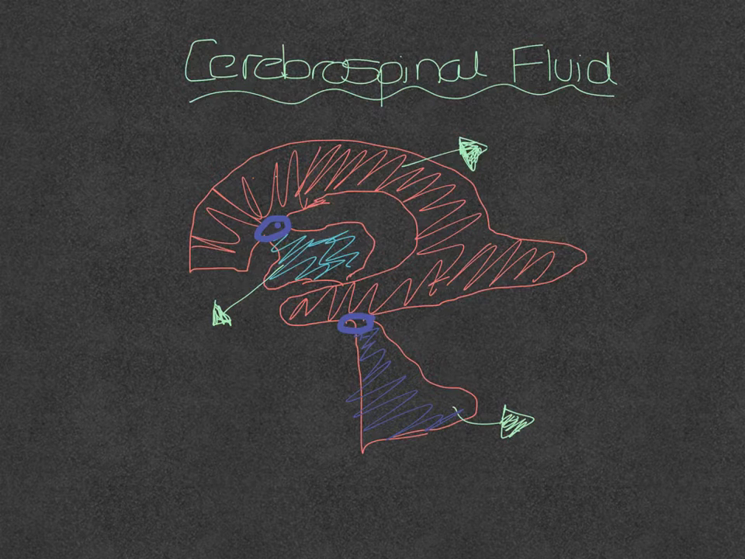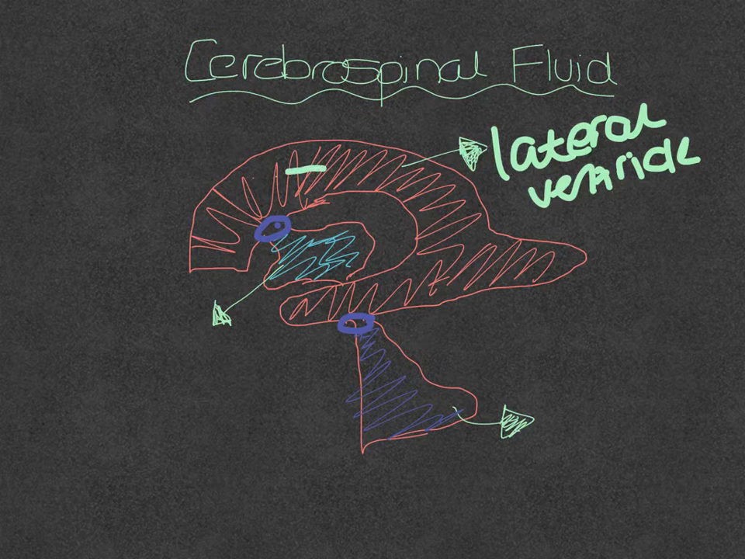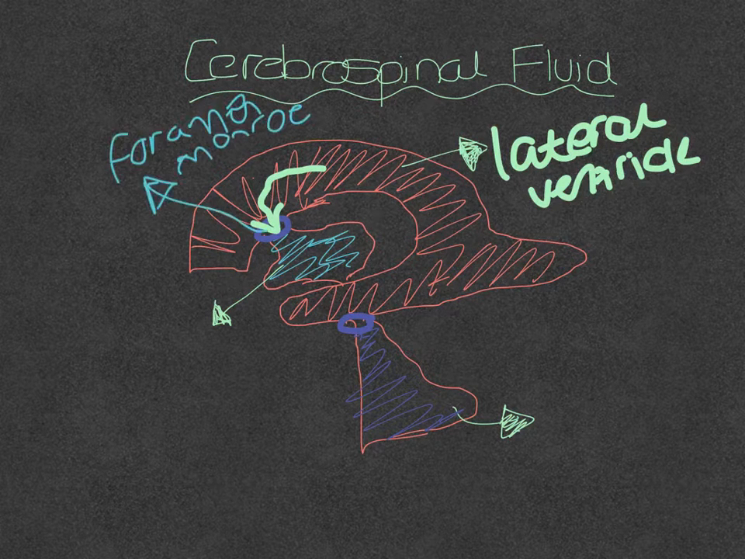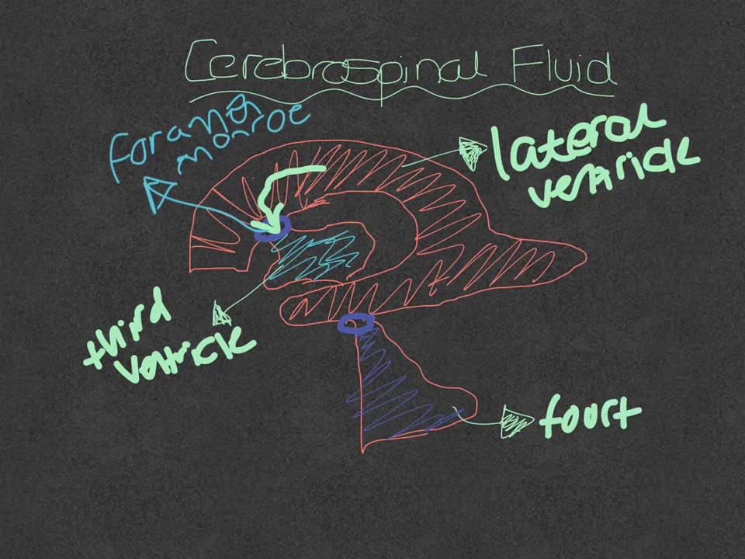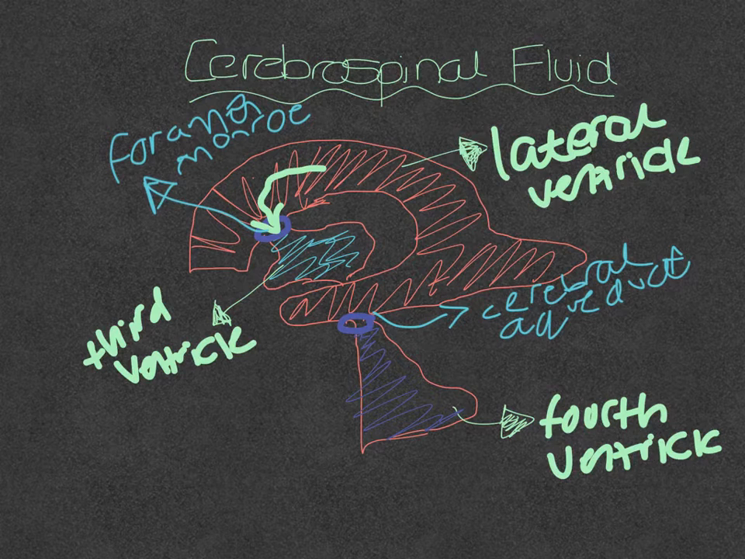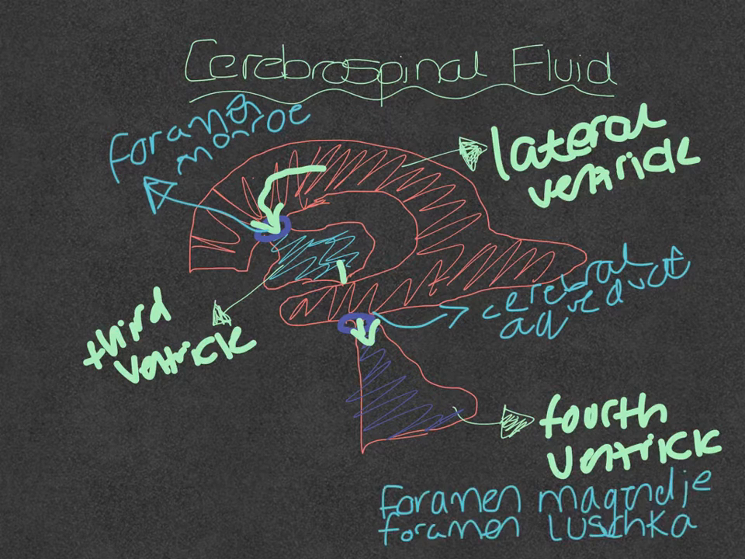So you can see here, this is the lateral ventricle. Here, the CSF moves from the lateral ventricle to the third ventricle via foramen Monro. It then moves from the third ventricle to the fourth ventricle via the cerebral aqueduct. It then moves out from the fourth ventricle via foramen Magendie and foramen Luschka.